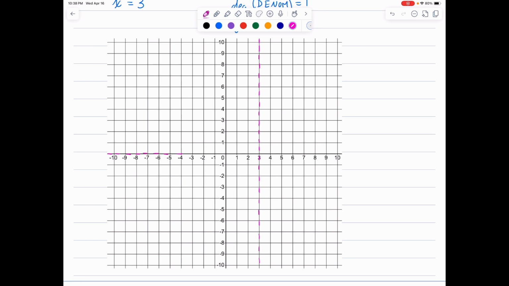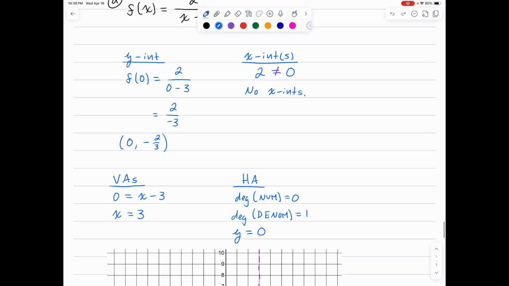Now, I'm going to let you know that the only graphs that we're going to care about in this class for exams and whatnot are the ones that either look like this, or they'll look like this. So we need to figure out which one it is. But to do that, that's where our x and y-intercepts come in. We don't have any x-intercepts, but we do have this y-intercept here at 0, negative 2/3.